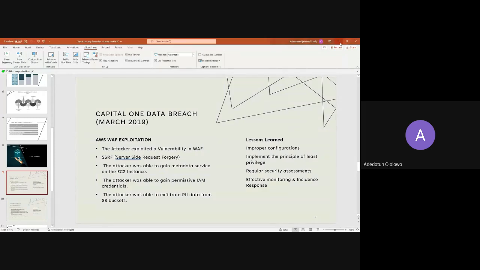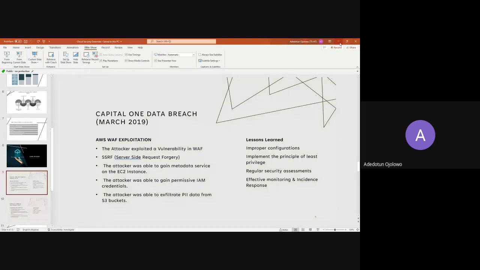Some ways they remediated this: first, they reconfigured their WAF, so they were able to tighten their security controls to prevent SSRF attacks. They also conducted a thorough review of their IAM policies. They started implementing least privilege, like I mentioned, and this helped to ensure that only the required people had permission to the required services. They also improved their logging and monitoring, so people were able to see what was going on in their environment. And they also performed security audits too.